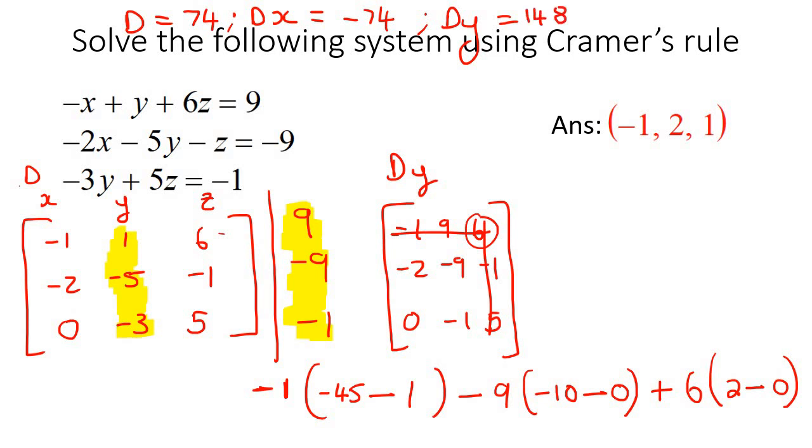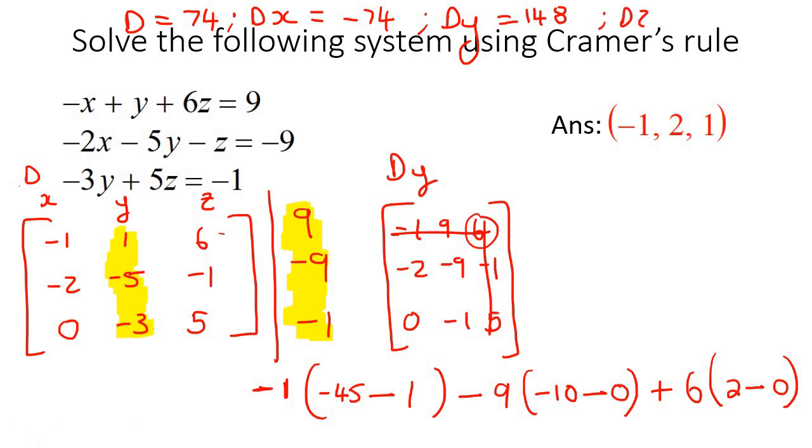It's not always like this, but you can get a very good idea that you're doing the right thing when these are all multiples of each other. 74, 148, that's exactly double. So not always, but it can be a good indicator.